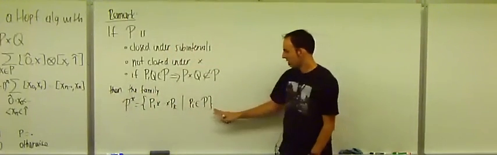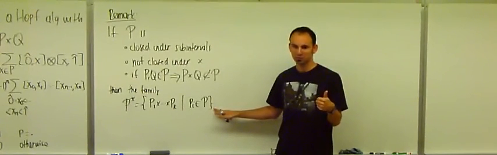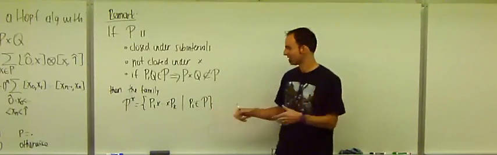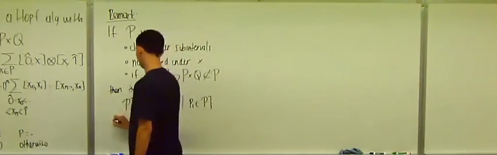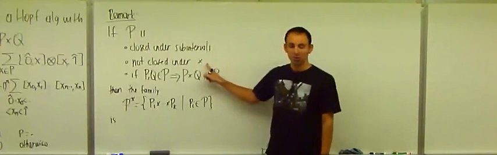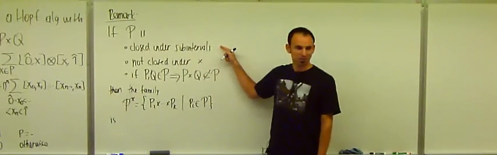And now let me make two claims. First claim, this is closed under taking products, right? That's pretty obvious because a product of two products is a product. So it is closed under taking products. Let me also claim that it is closed under taking subintervals. Can you see why that is?